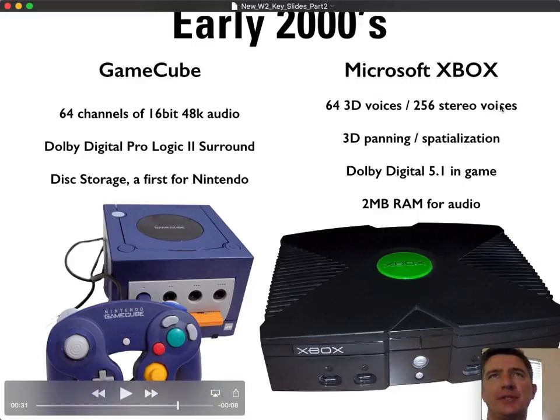256 stereo voices, 64 3D voices. This is the amount of sounds that could be played simultaneously. So you got really developed dense soundtracks. 3D panning and spatialization. We certainly had some strong 3D games by that point. 5.1 surround sound in games. 2 megabytes worth of RAM. That 2 megabytes was a very common standard for quite a while in the industry.